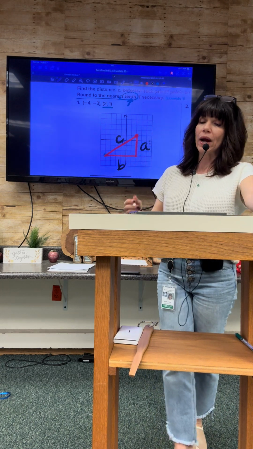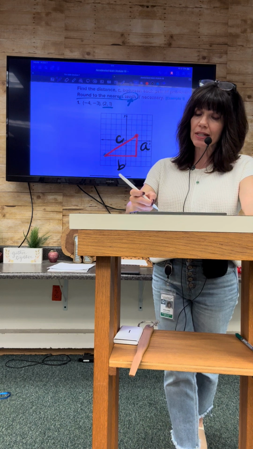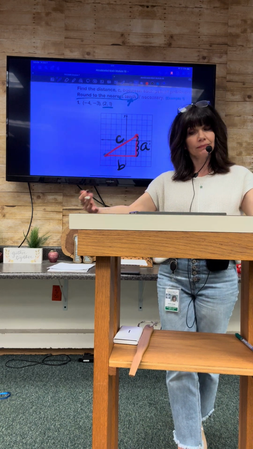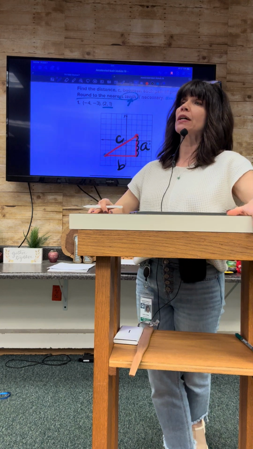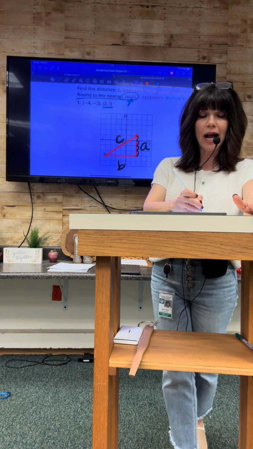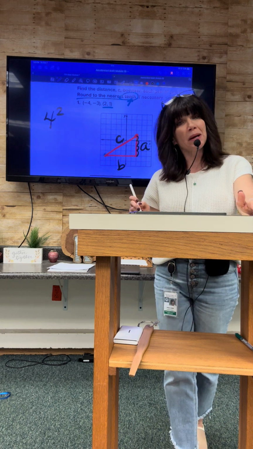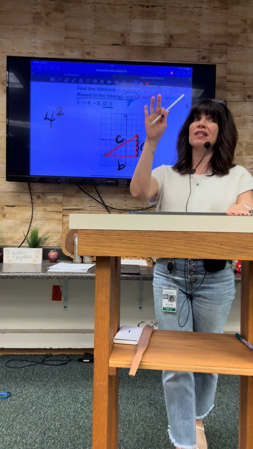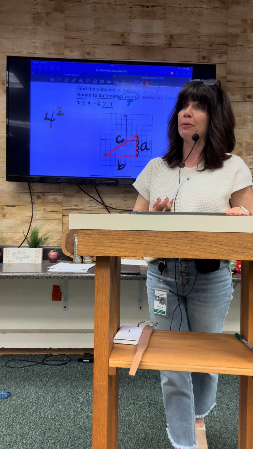Now, when I count how many units I have for A, how many do you count, class? 4. I was expecting more people than that. Class, how many for leg A? 4. Please write 4 squared, because you all remember, A squared plus B squared equals C squared. Then we'll square root the C squared, and we'll have the measure of the hypotenuse.